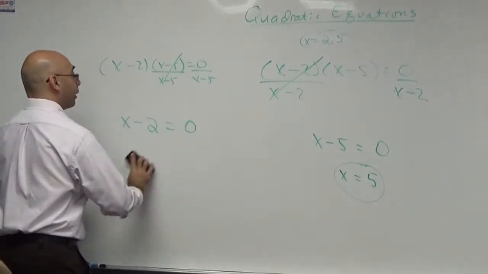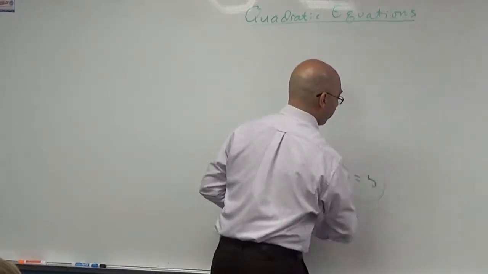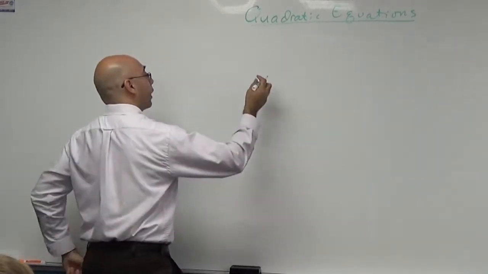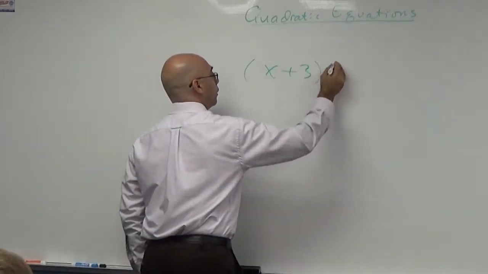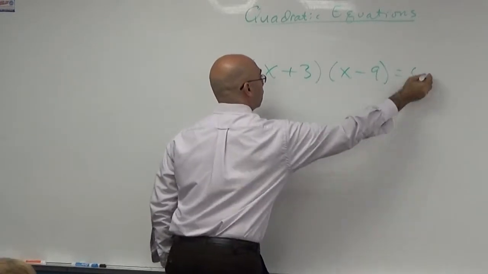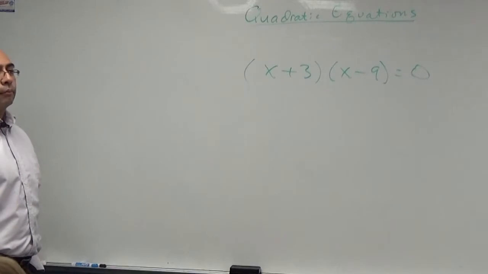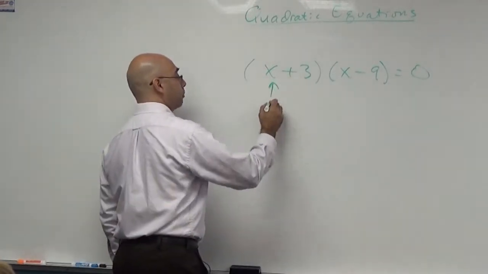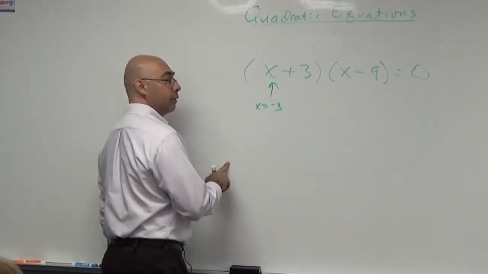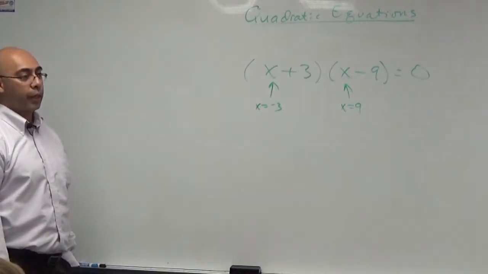Now, if I had another problem, I don't want to go through all this work because it's just a lot of writing. What if I had this? You could basically tell me what the answer is going to be. If I looked at that problem, what are my answers going to be? You could just look at this and say that should be -3, and that would be +9. Pretty simple.